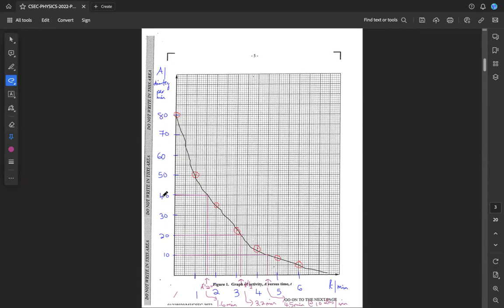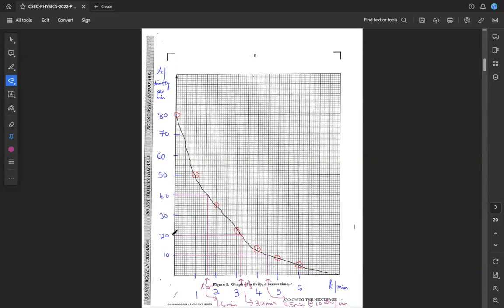All I do here is find 40 on my graph, follow this line over to the curve, and then follow that down to my x-axis. When I do that, I come out with a time, or a half-life, of 1.6 minutes. So it takes 1.6 minutes to go from 80 down to 40, and that's my half-life of 1.6 minutes.